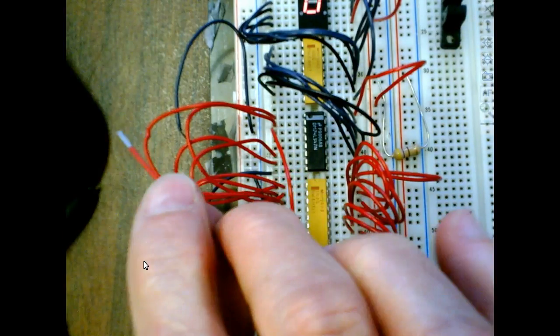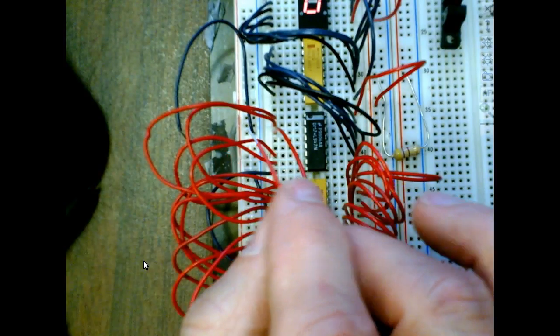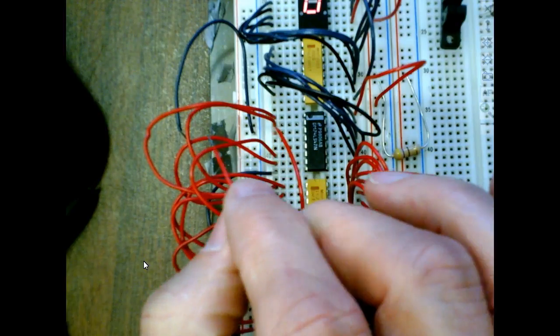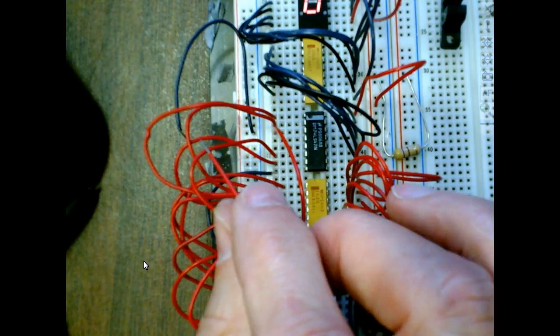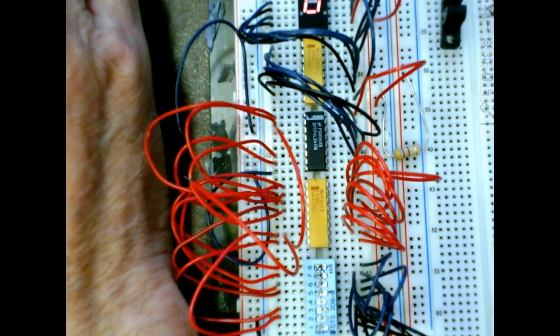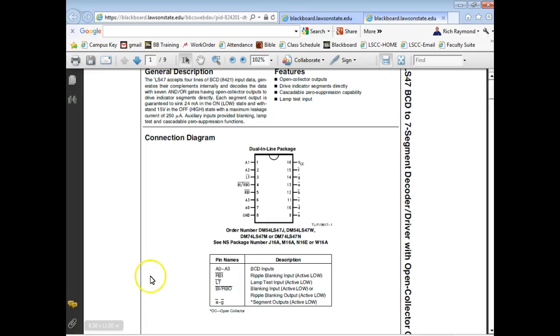And that's pin what? What's ripple blanking in? It can't be 2, I'm already using pin 2. What's ripple blanking in? RBI. I'm going to look at the data sheet. So ripple blanking in is pin 5. Lamp test is pin 3.